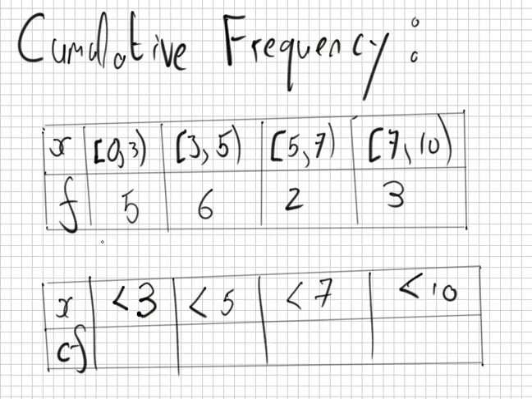So, how much data have we got that's less than 3? How many numbers are less than 3 here? 5. Because if you think about it, I have 5 numbers which are between 0 and 3. So that means I have 5 numbers which are less than 3.